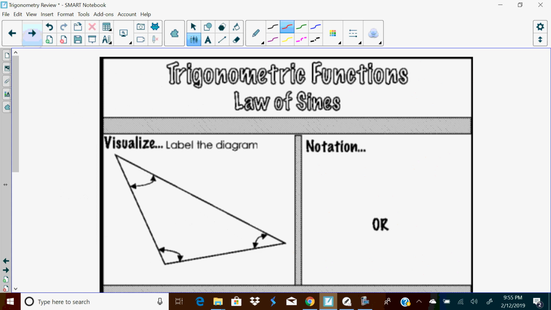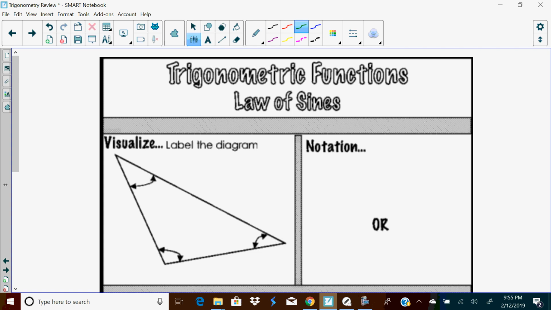Okay, so the next thing is when I don't have a right triangle, something that's not a right triangle. So I want to think about using the law of sines or the law of cosines. So in this case, when I think about it, I label my sides.